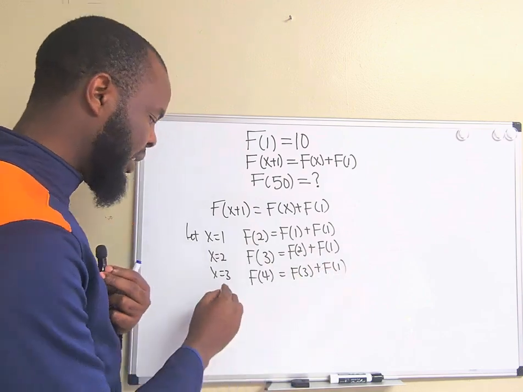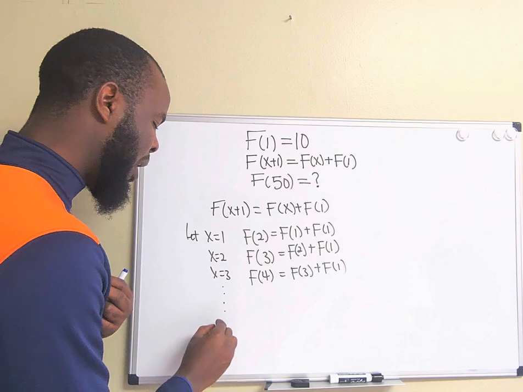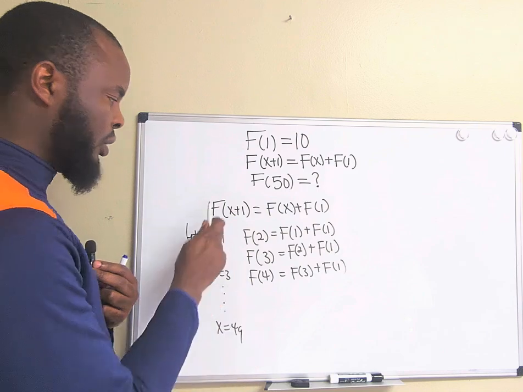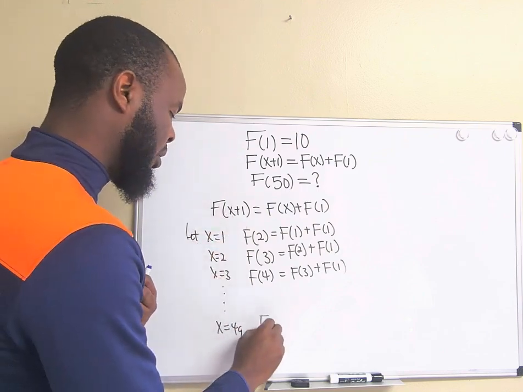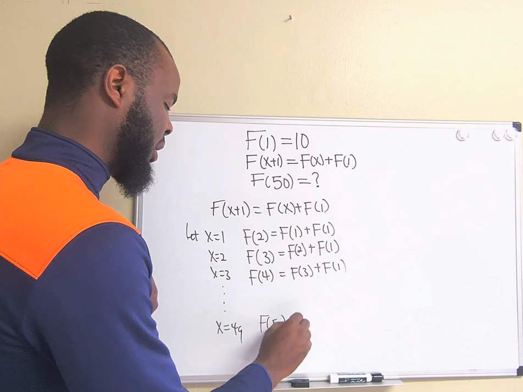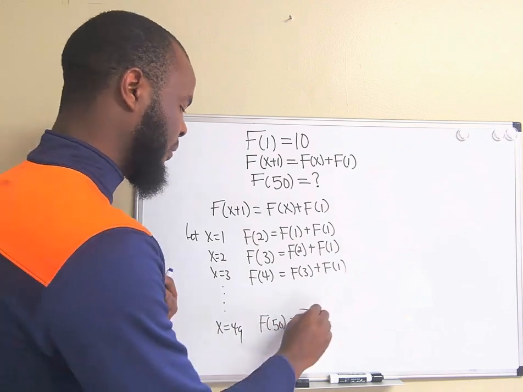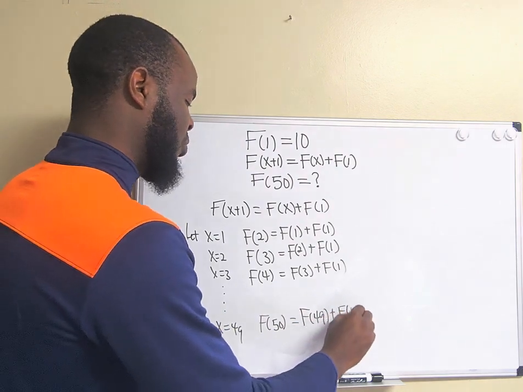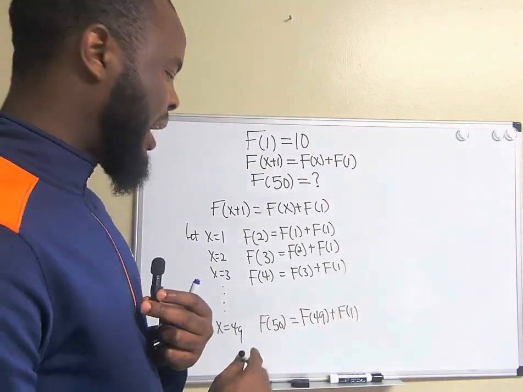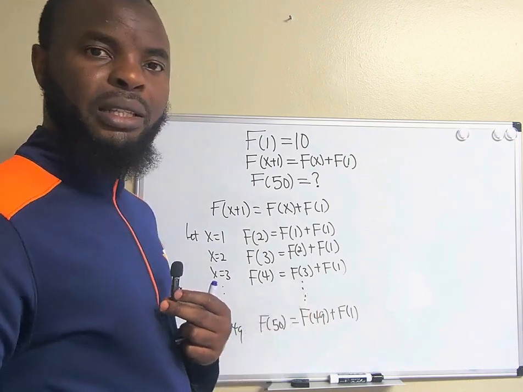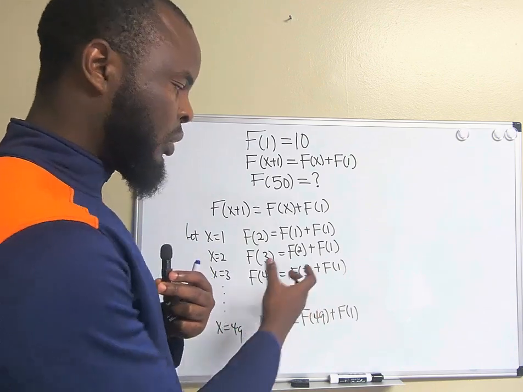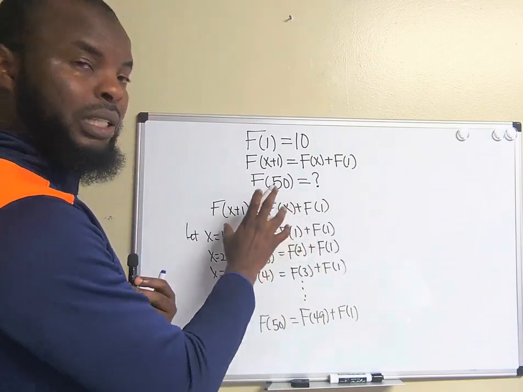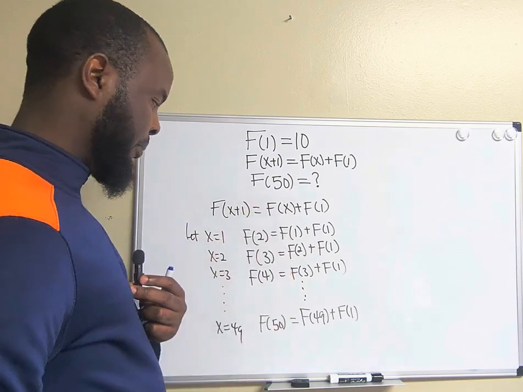If you continue to do this repeatedly, and you have x equals 49, because here we have f of 50, so 49 plus 1 is going to be f of 50 equal to f of 49 plus f of 1. Now, if you look at this carefully, you can see that there's only one thing changing: f of 1, f of 1, f of 1. If you look at it this way, the way the series is being structured.